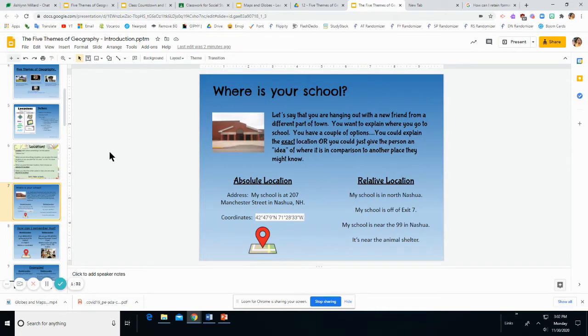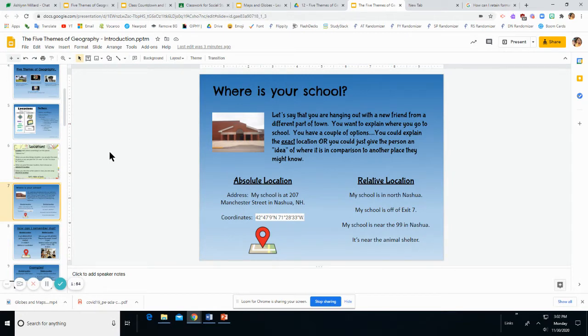Let's think about an example. Where is your school? Let's say that you were hanging out with a new friend from a different part of town. You want to explain where you go to school. You have a couple of options. You could explain the exact location, or you could just give the person an idea of where your school is compared to where something is that they know.